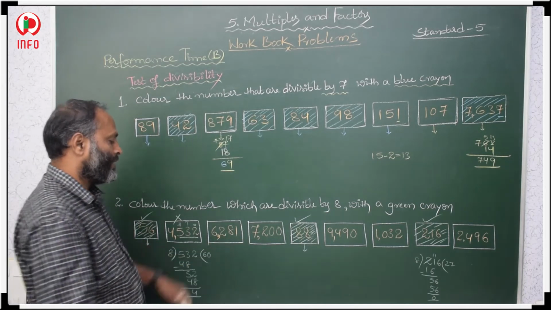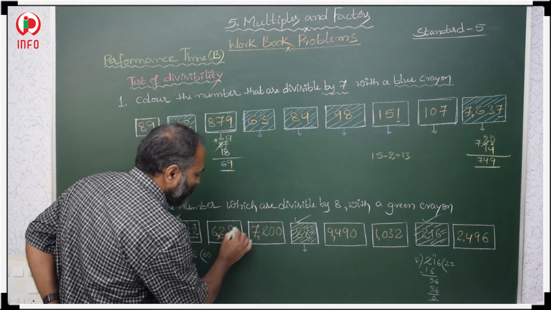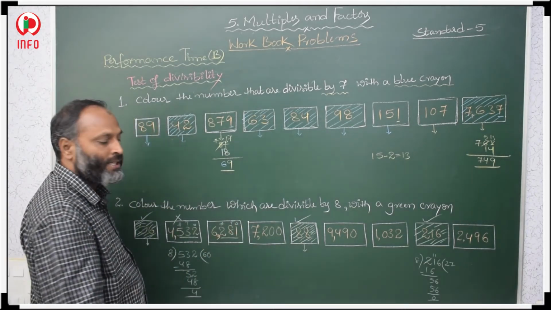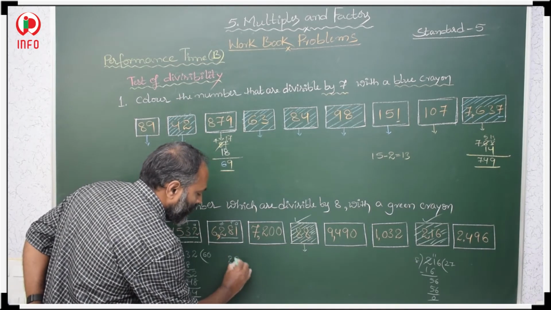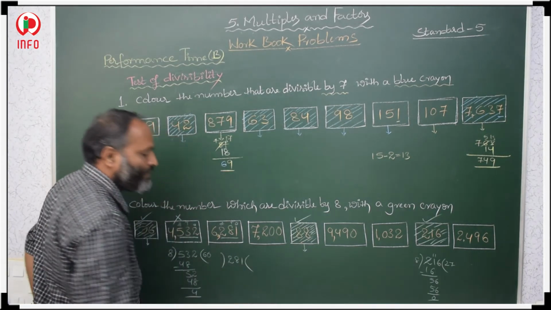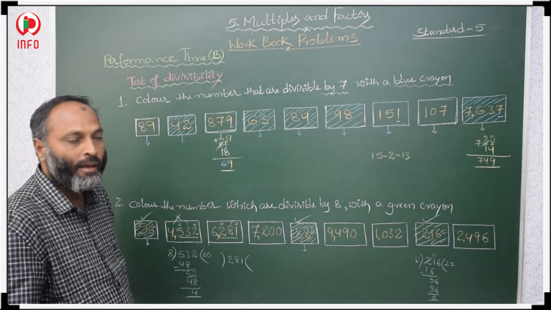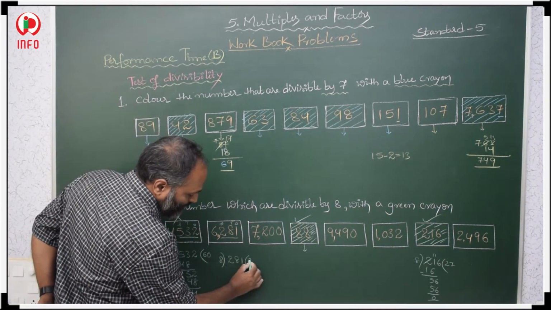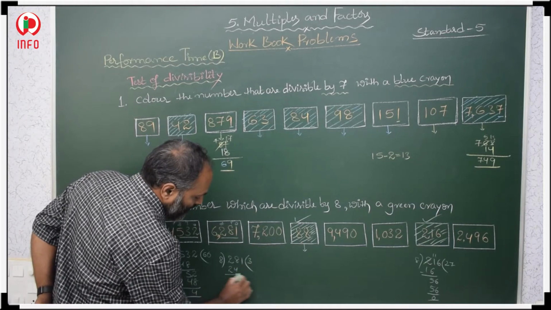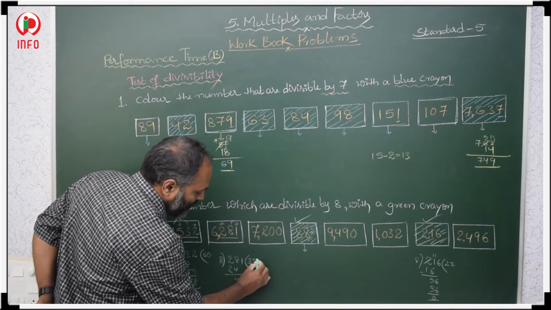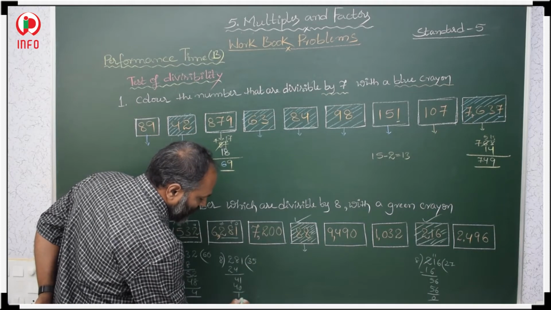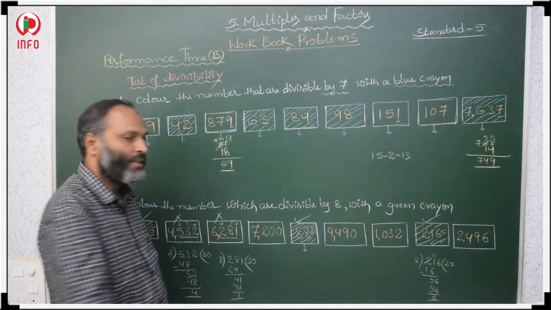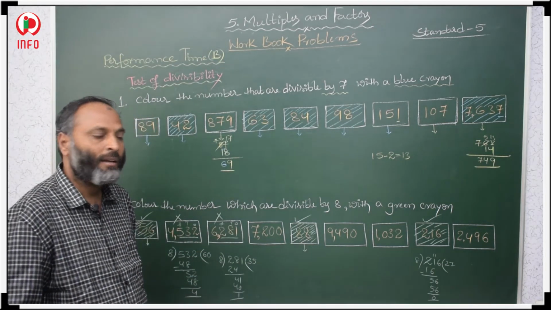Next you check this one. 281, last 3 digits, ones, tens and hundreds. Last 3 digits you have to take and check. Is this 281 divisible by 8 or not? 8 3s are 24 and 4 left 1. 8 5s are 40. The remainder is 1. Here 1 is the remainder, so it is not divisible by 8.